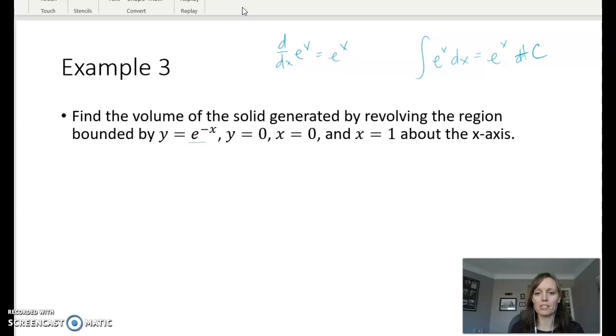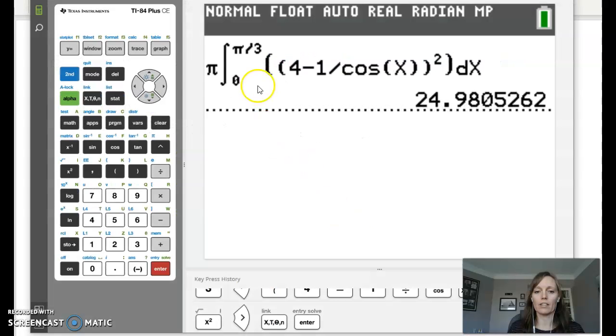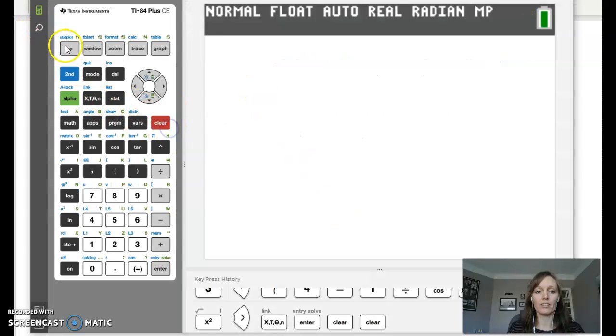So we've got the volume of the solid generated by revolving the region bounded by y equals e to the negative x, y equals 0, x equals 0, and x equals 1. So I want to take a look at this on a graphing calculator.